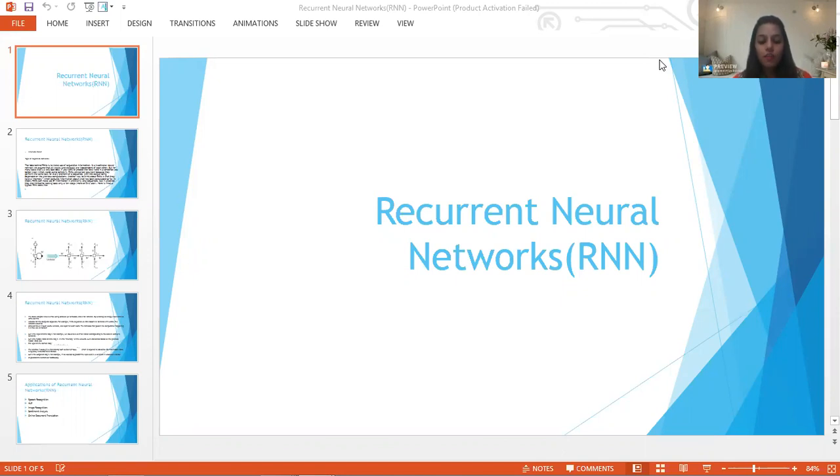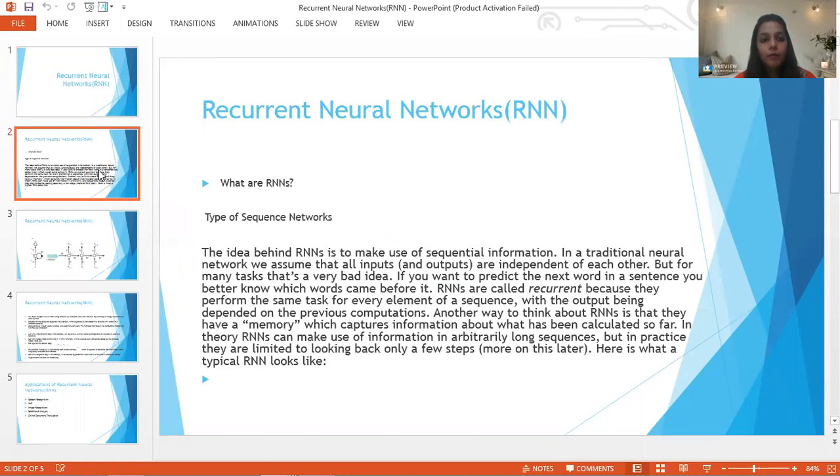So, our today's topic is recurrent neural network, right? As the name says, recurrent neural network. So, what do you mean by the recurrent neural network here? Basically, recurrent neural networks are a type of sequence network. So what do you mean by the sequence networks here?